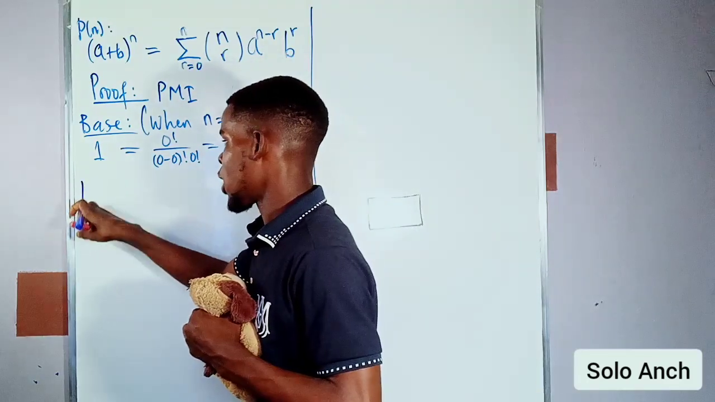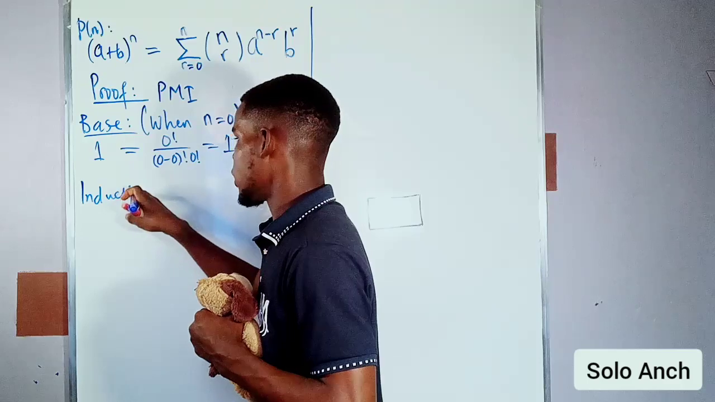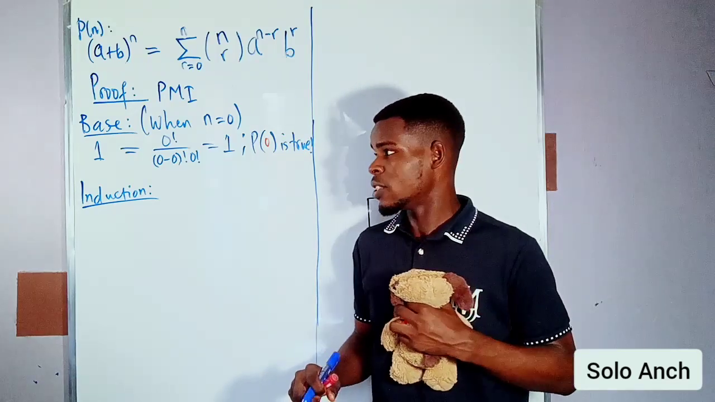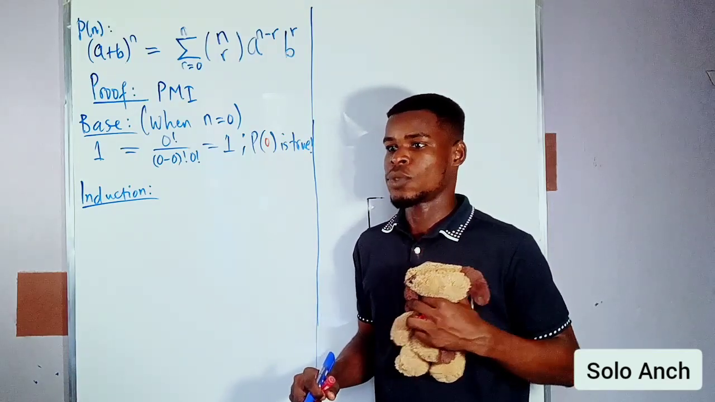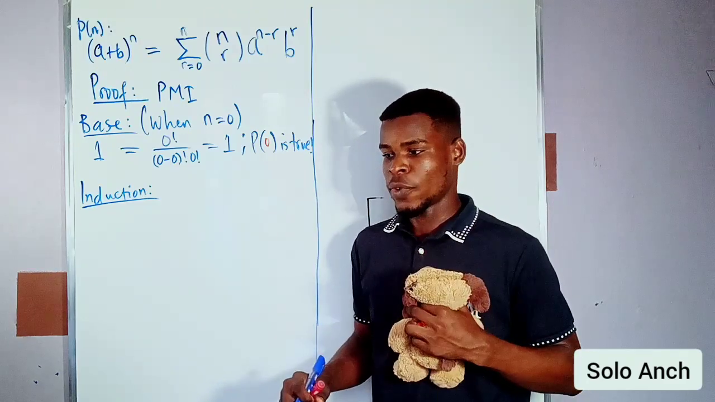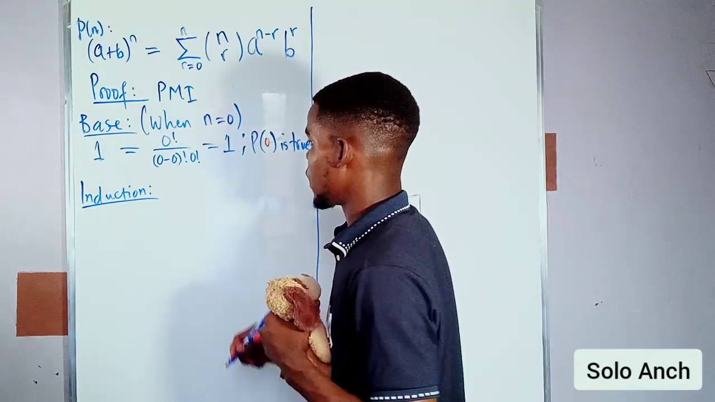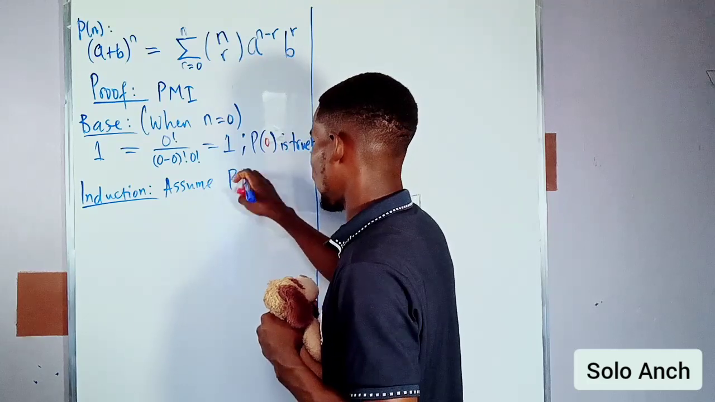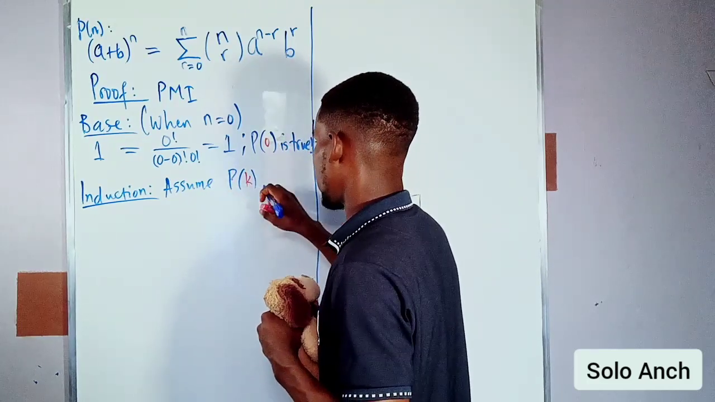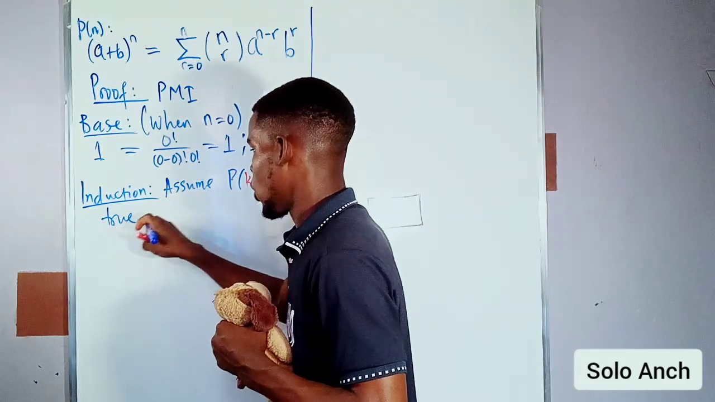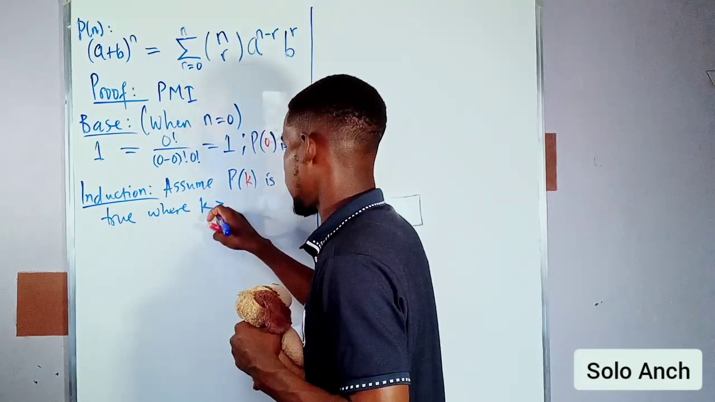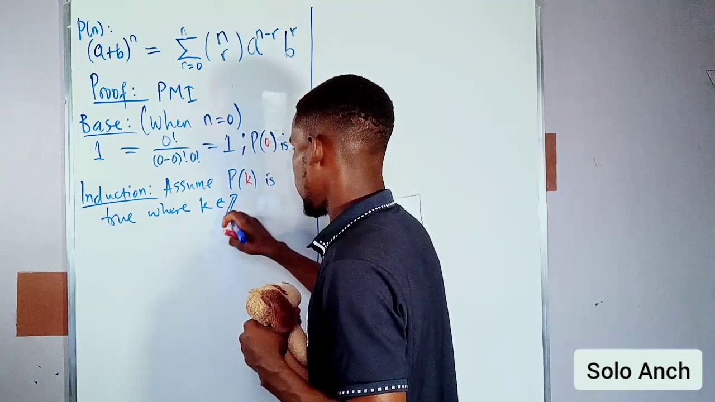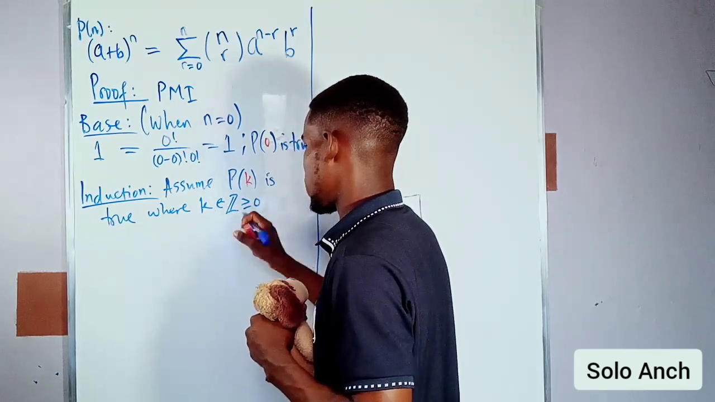Now let's go on to the induction hypothesis. In the induction hypothesis, we're going to assume that the statement is true for some arbitrary non-negative integer, and then we are going to use that to check whether it is going to be true for the next non-negative integer. So we say assume that for some k, P of k is true, where this k is an integer greater than or equal to 0, it belongs to the set of integers greater than or equal to 0, something like that.